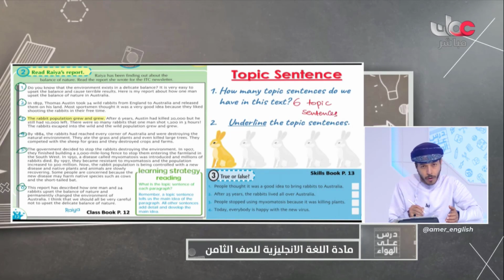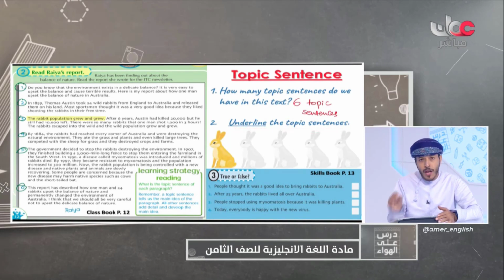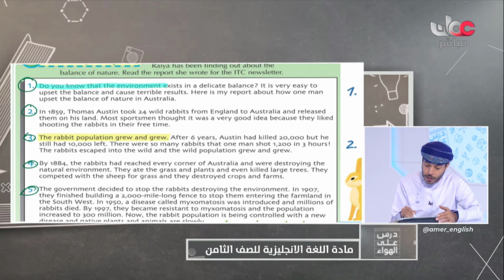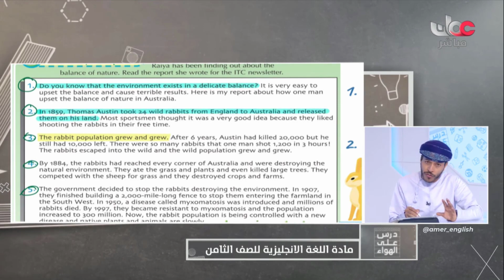Okay, and then look at the second question, which is to underline the topic sentences. Underline them, like put a line under the sentence, or shade them. So I will shade them for you guys. This is the topic sentence for paragraph 1, and this is the topic sentence for paragraph number 2, and we know that a sentence ends with a full stop or a question mark. Okay, and this is shaded already.